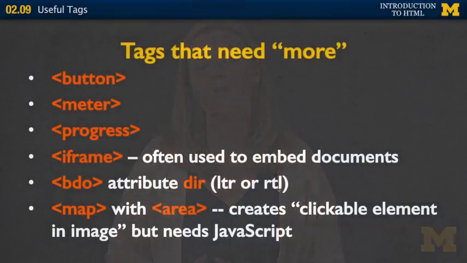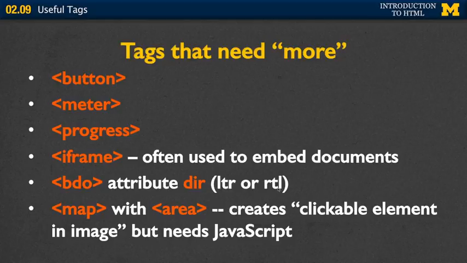The issue with these tags is that they need more. It's really weird to use these tags unless you're also incorporating them with JavaScript or some other elements that you probably don't know a lot with yet. So these include the button, the meter, progress, iframe, BDO, which stands for bidirectional orientation, and then the map attribute along with area. Now, people really like these, but they tend to need JavaScript.